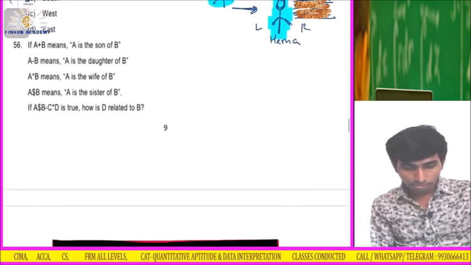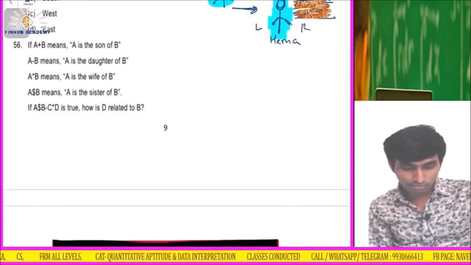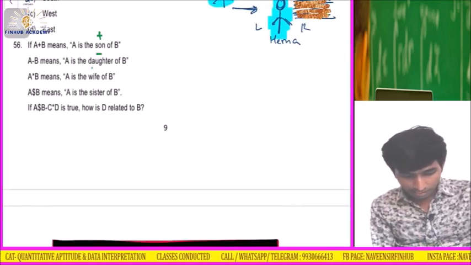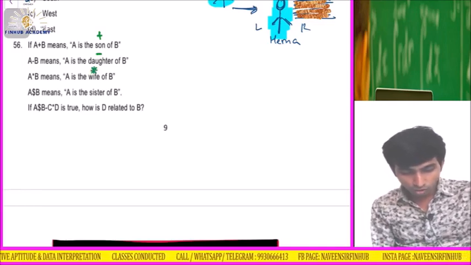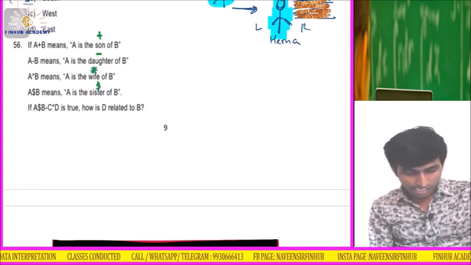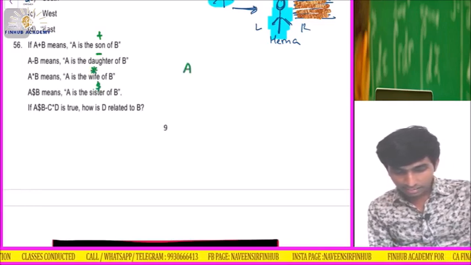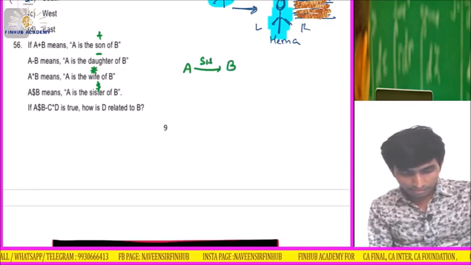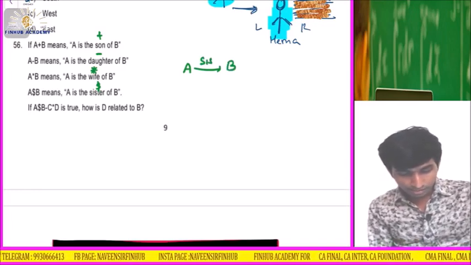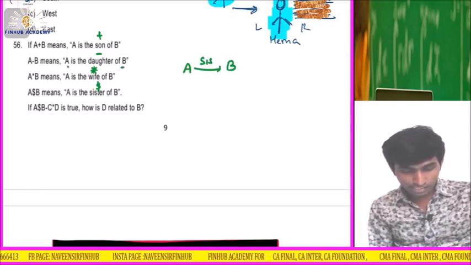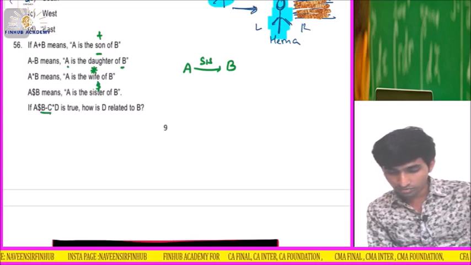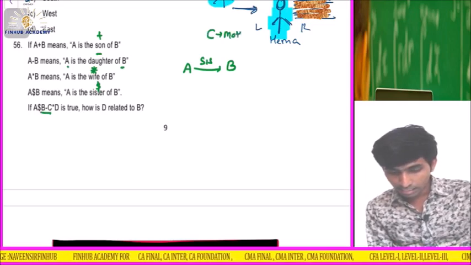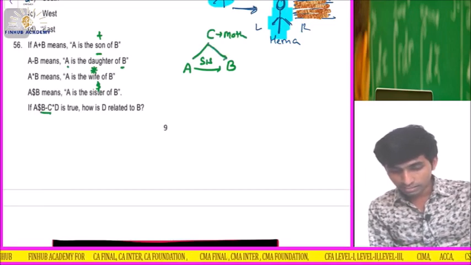Okay, A plus B means A is the son of B. Plus means son. B minus means daughter. Multiply means wife. Dollar means sister. A dollar B means A is sister of B. Now B minus C means B is daughter of C. That means C is the mother and she has two kids, that is A and B.